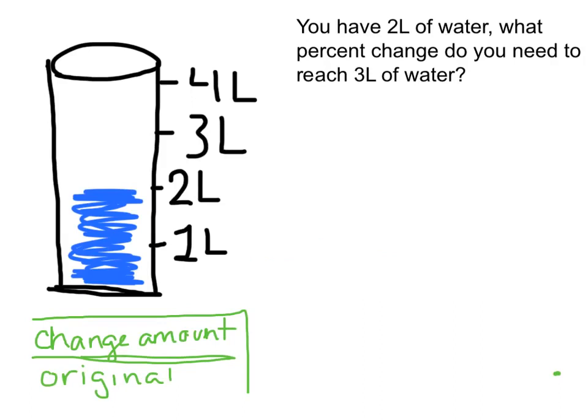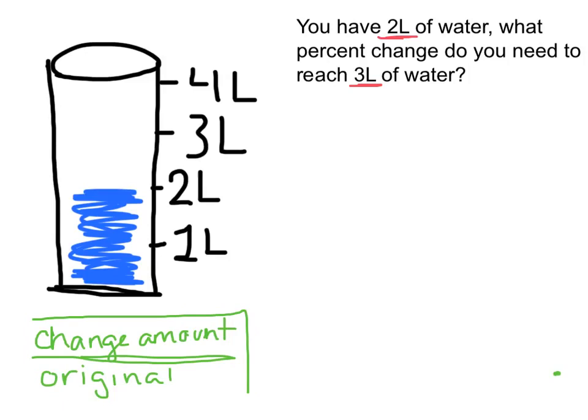You have 2 liters of water. What percent change do you need to reach 3 liters of water? So right away we can tell a few things. We know that it will be a percent increase because we started at 2 liters of water and we're going up to 3 liters of water. 3 liters of water is greater than 2 liters of water, so we will have to increase.